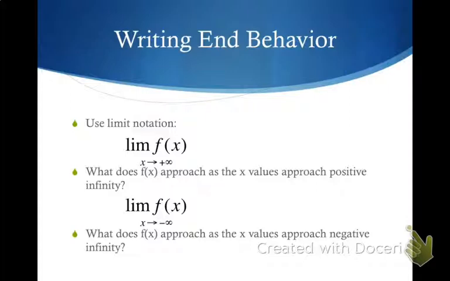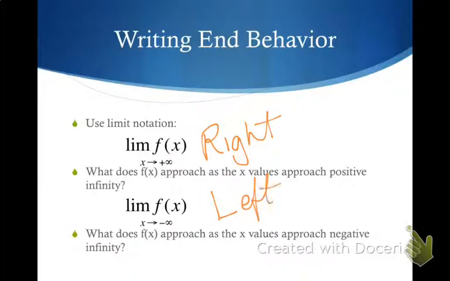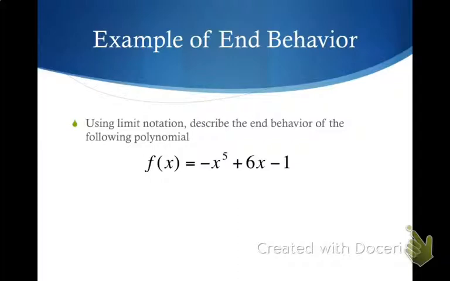But that's not the notation we use. The notation we use is called limit notation, where right now, all you need to know is how to set it up to show the end behavior. X approaching positive infinity, that's to the right. And x approaching negative infinity, that's to the left. So the end behavior for this one, we have a negative a, and it's odd. So that's down to the right, up to the left.